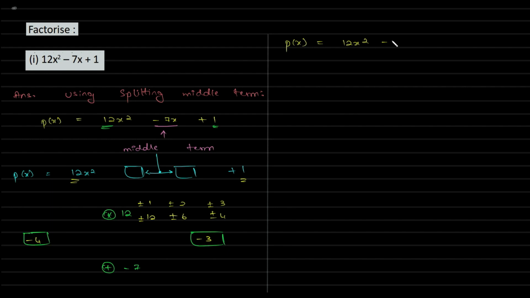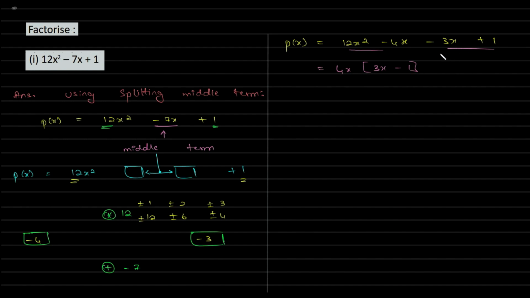So now your splitting the middle term is done, and we have split it as 12x square minus 4x minus 3x plus 1. So we have to take common between the first two terms and the last two terms. Sorry, no, this is 4x, right? My bad. What is common between 12 and 4? 4. So this will be 4x times 3x minus 1.